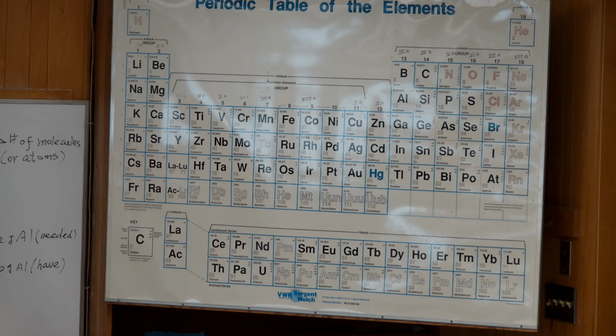Moles is not the theoretical yield. Theoretical yield is a mass, so we need to multiply by molar mass. Chromium molar mass is 52 grams. So we get 30.84 grams. Then we can calculate the percent yield.